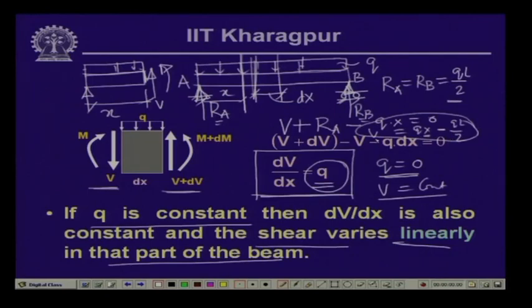Hence, the variation of V will be linear when we have uniformly distributed load, and this we will discuss further through the examples, and you will see that over the length of the beam, if we have uniformly distributed load, what the value of the shear is at different locations along the length of the beam.